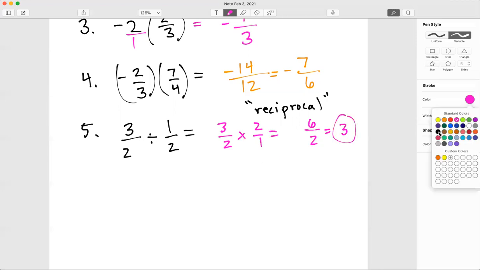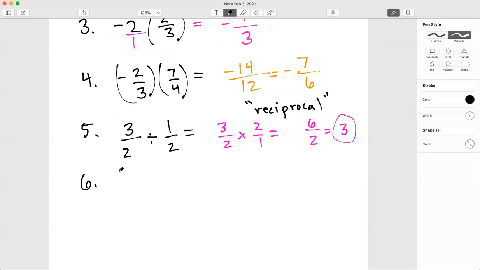All right, let's try another division problem. How about something that looks like 3/2 divided by -2? And you're thinking, oh, well, you're telling me I had to flip this. How do I flip -2? Well, you write it as a fraction. That's how you do it. Watch. First one stays the same. Second one flips. How do we flip it? We write it over 1.